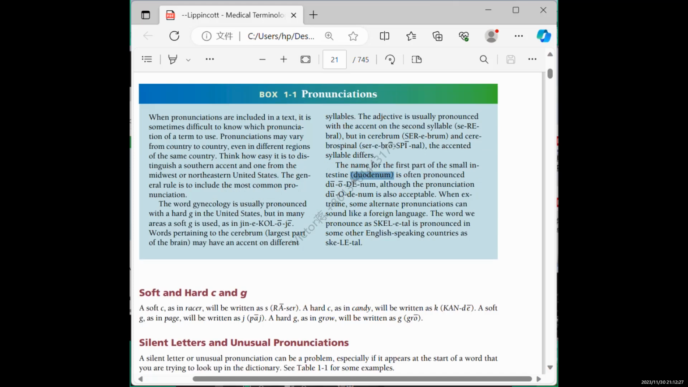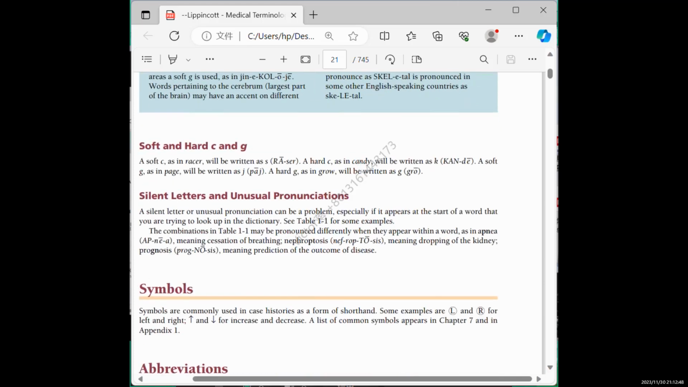It depends. If you communicate with the counterpart often, and you find that this kind of pronunciation difference is not a real problem, okay, you should not attach much importance to the difference, I think. So here, the soft and hard C and G. You can see a soft C, as in eraser, written with a C, and a hard C as in candy, right? A soft C we read as in racer, but a hard C we read as in candy. A soft G as in page, in a written page, but a hard G as in grow.